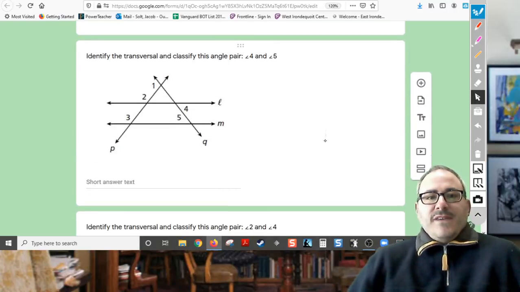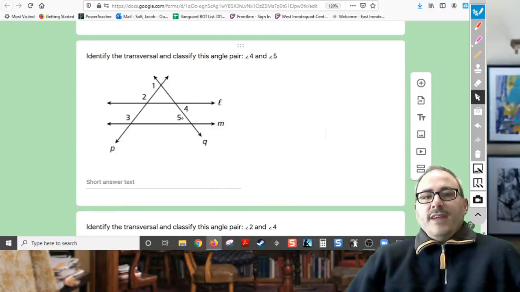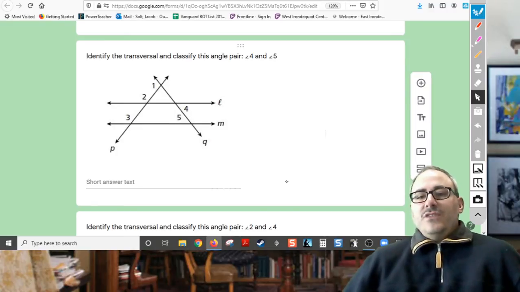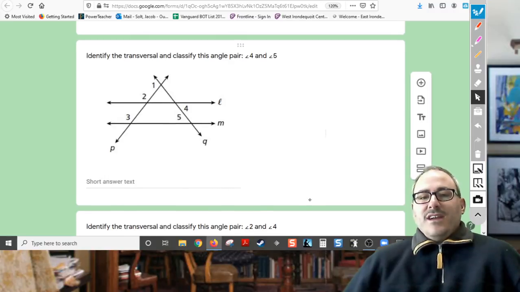All right, identify the transversal and classify this angle pair, 4 and 5. Well, they're interior to the 2 parallel lines, and they're on opposite sides of the transversal. I'll leave you to it with that hint right there.